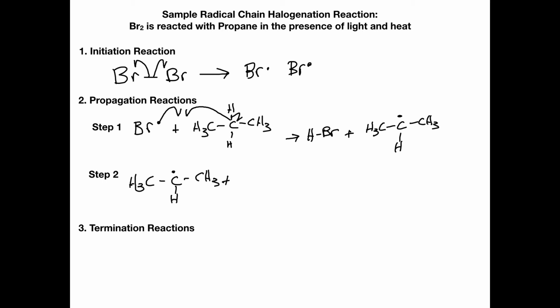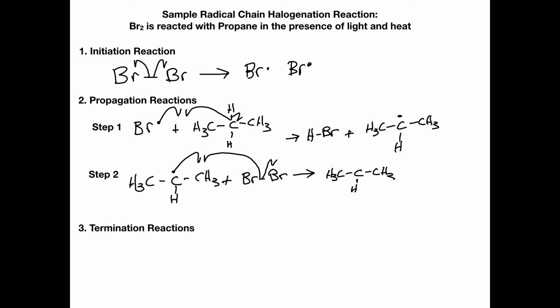Once again, we're going to generate a radical while we consume this radical as well. Now in the second propagation step, we know that in this big solution there is more bromine. In fact, there's an excess of it floating around, and because the propyl radical is fairly unstable and wants to react, it will react with another bromine. So we can draw our curved arrow to show a bond forming between one of the bromines, so those come together, and then the other bromine is going to keep its electron.